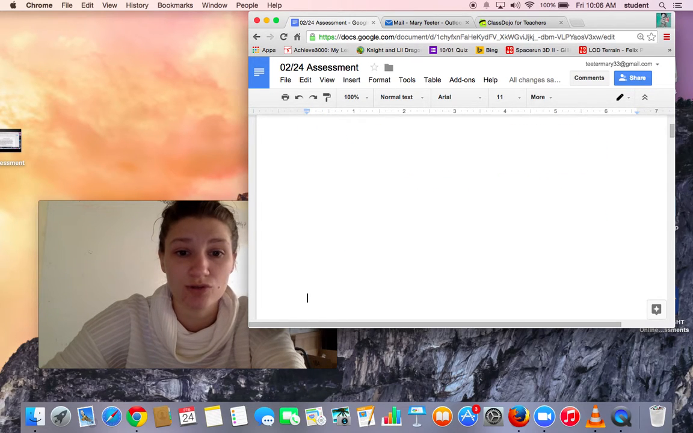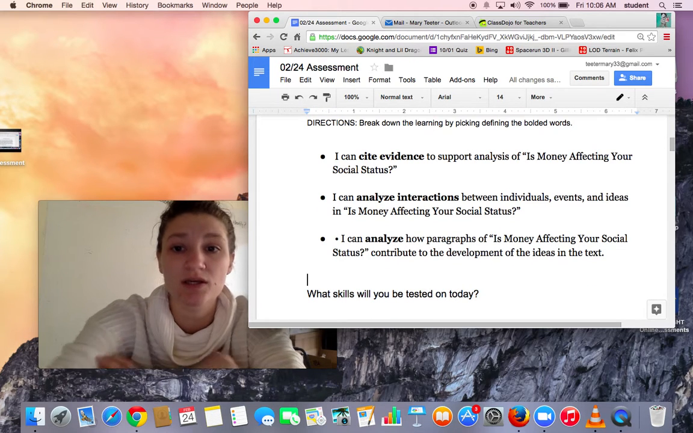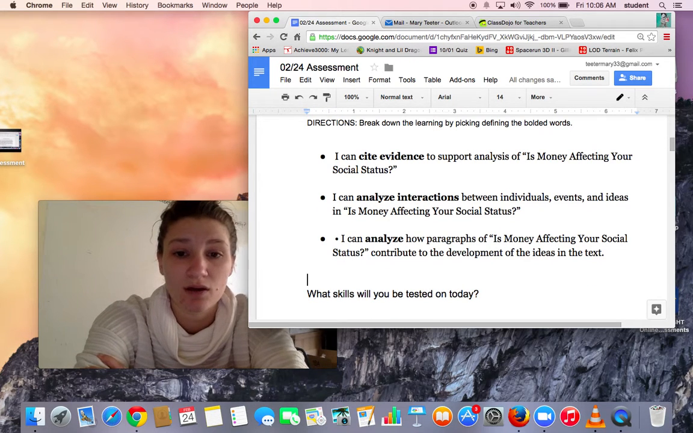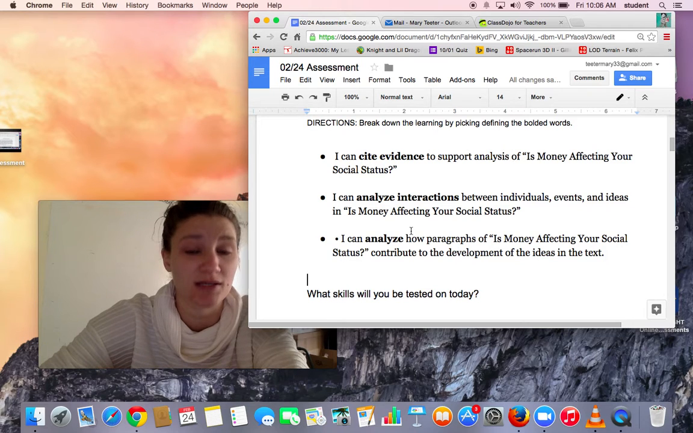If you scroll to the second page, what you'll see is your learning targets. What we've been learning all week, citing evidence, analyzing interactions, analyzing how supporting details support the central idea, those are the skills that you're going to be tested on today. So just pay attention to those bolded words because those are the skills that you're going to try to use.